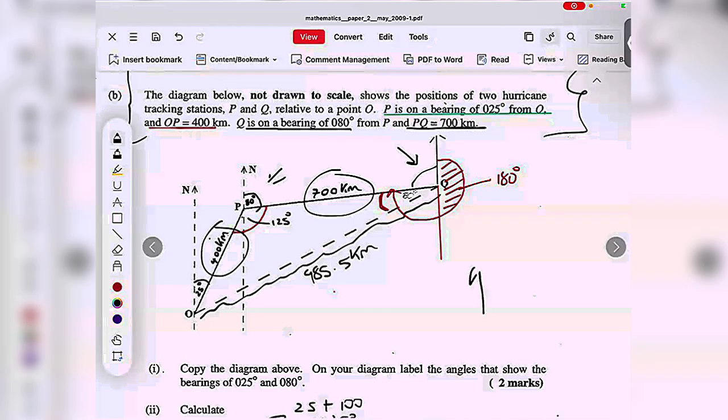Because when you have two north lines like so, then the angle between the north lines adds up to 180.